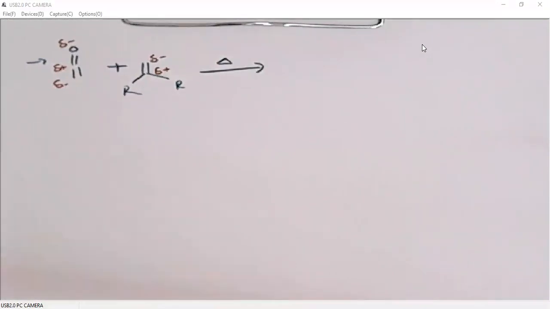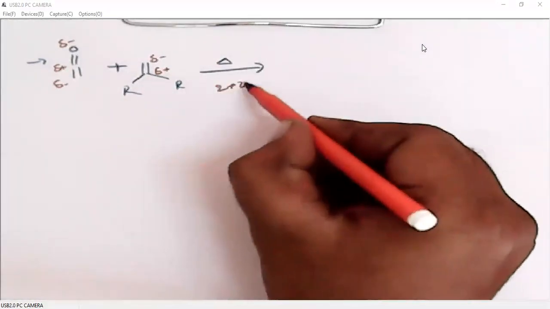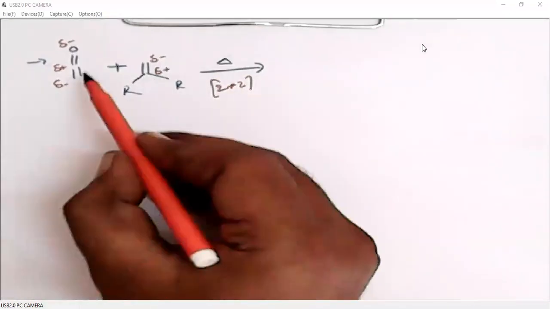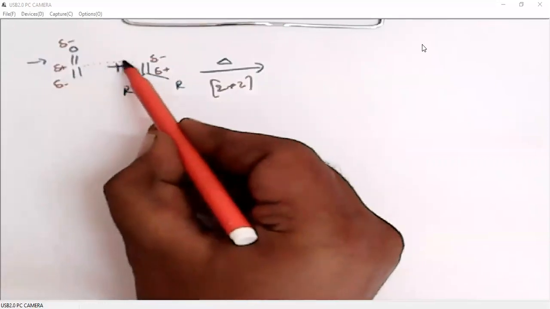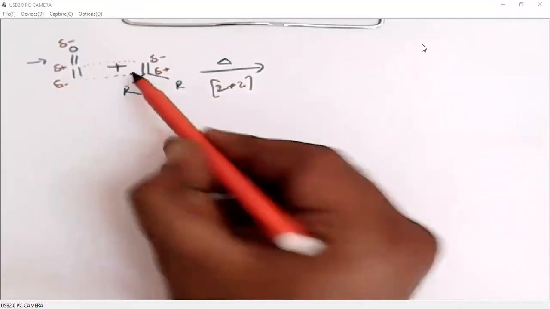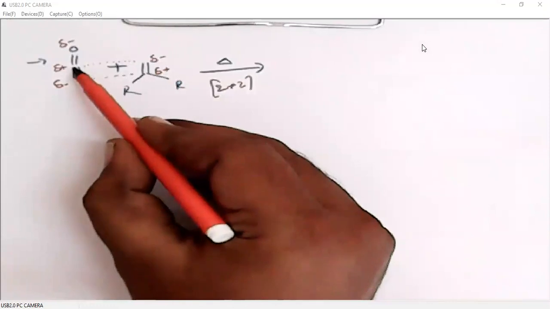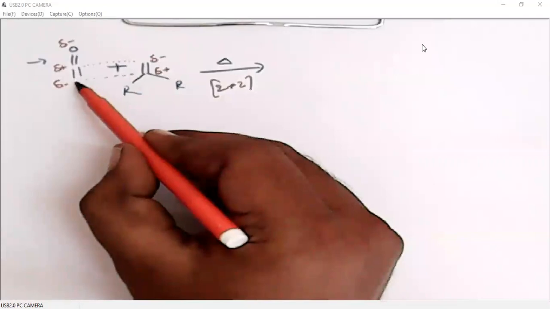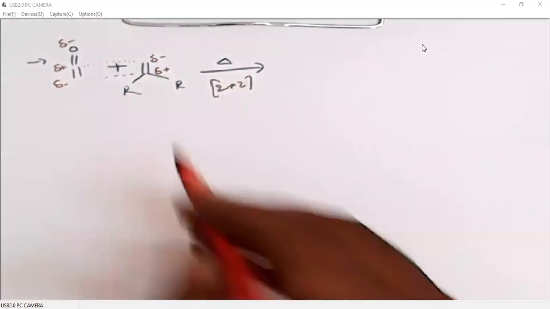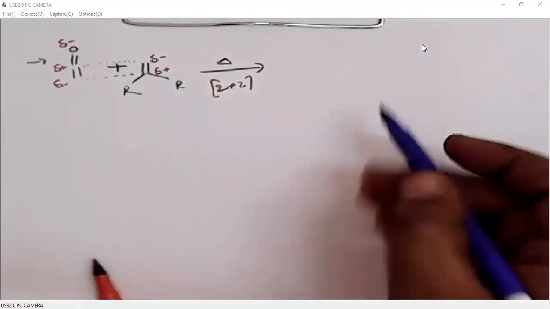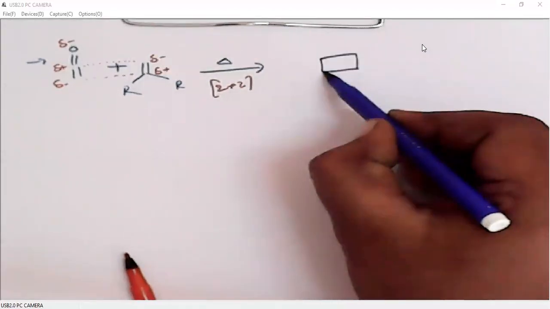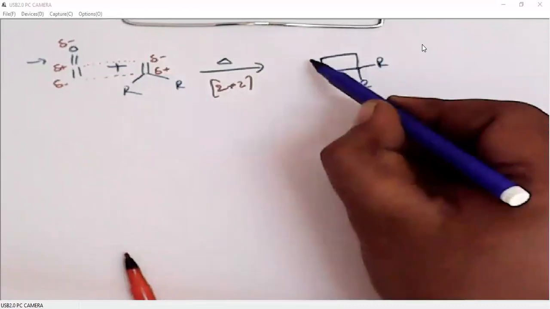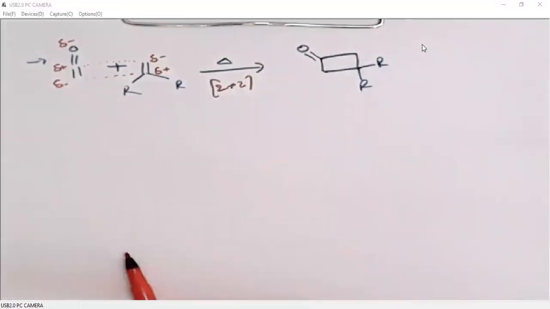So if you want to have a 2+2 cycloaddition between a ketene and an alkene, it is a reaction of this kind, right? This positively charged carbon and negatively charged carbon will form a bond. Simultaneously, this negatively charged carbon and this positively charged carbon will generate another bond. So this is how we can predict the position of substituents in the product.